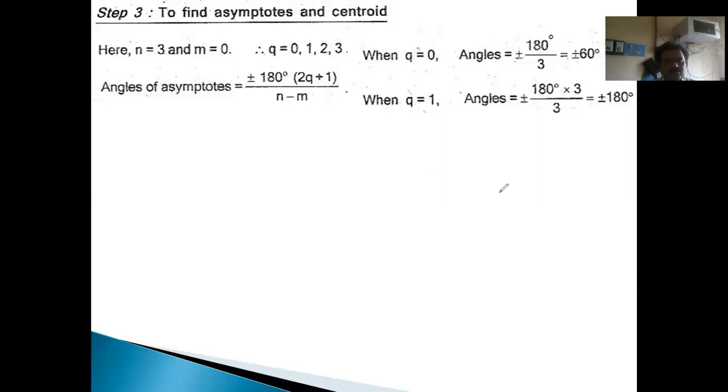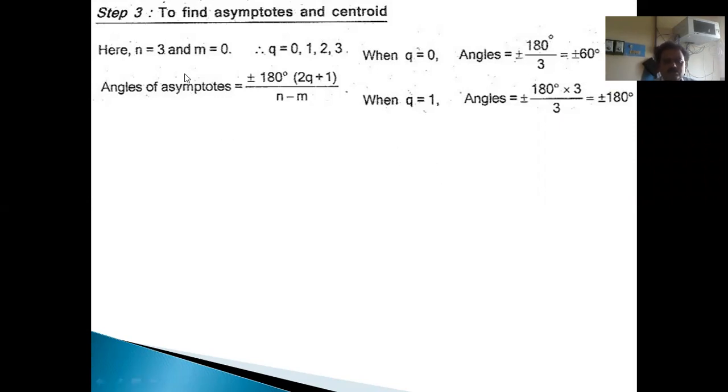Since the root locus branch is always symmetrical about the real axis, if one is 60 degrees, the other one is minus 60. If one is 180, the other one is minus 180. So no need to find out; only 50% of the work we have to do. The other 50%, just by taking the mirror image, you will get.